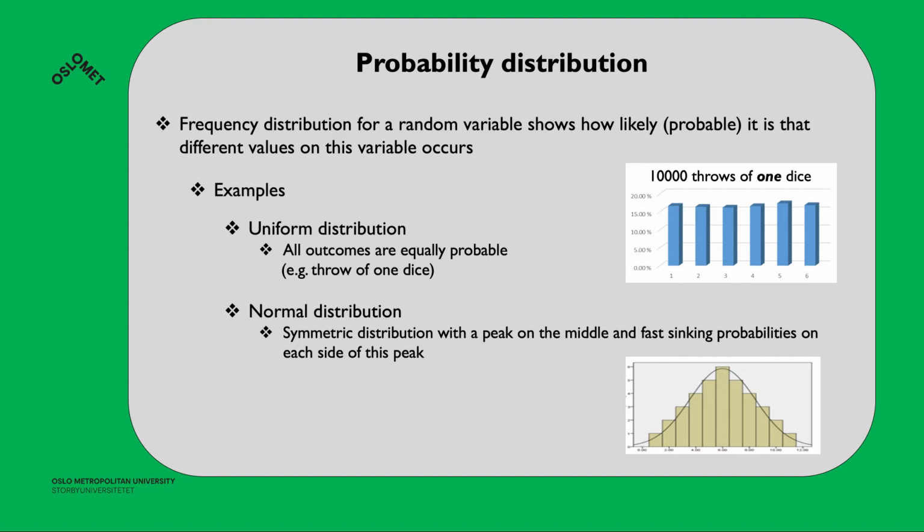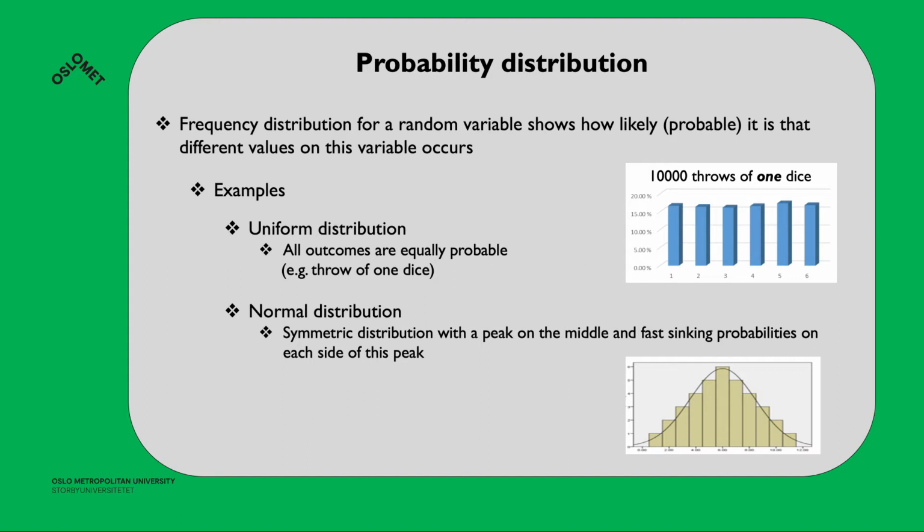The first example is the so-called uniform distribution, where all outcomes are equally probable or likely. That's when you throw one dice: getting the value of 1, 2, 3, 4, 5, or 6 is equally probable. But when you have a normal distribution, you have a symmetric distribution with a peak in the middle and fast sinking probabilities on each side of that peak. So it's most likely that you will get the middle value, and then high or low values are more rare.